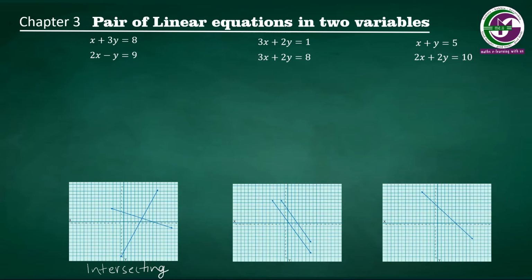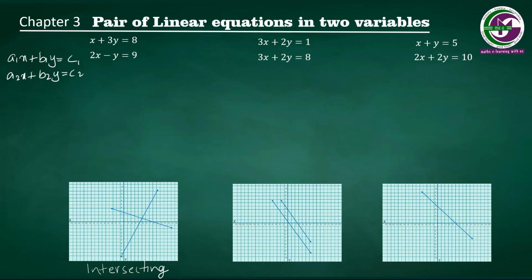Now, without drawing the graph, there is a method to find out whether the graph of the given pair of linear equations is intersecting or parallel or coinciding. We know that the general form of the pair of linear equations is a1x plus b1y equals c1 and a2x plus b2y equals c2.